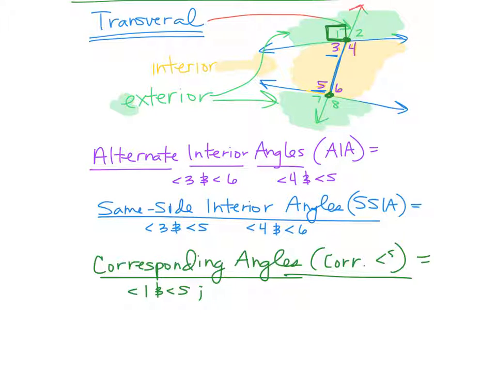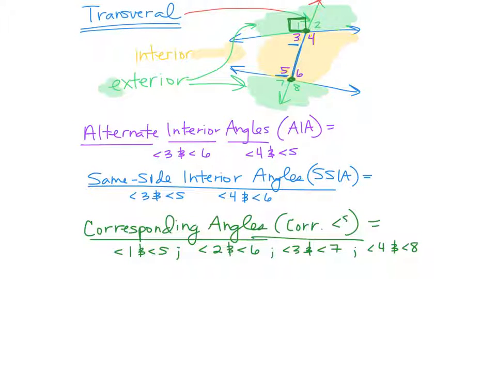Can you give me another pair of correspondings? 2 and 6, angle 2 and angle 6. So that would be top right with top right, okay? 3 and 7, and 4 and 8. Okay, those are corresponding. They sit in corresponding places on the vertex. Okay? Questions on that?